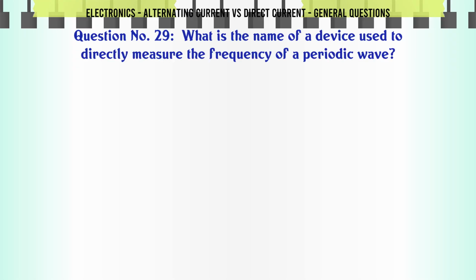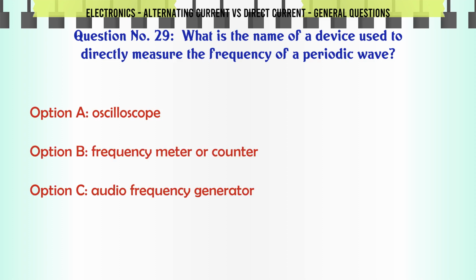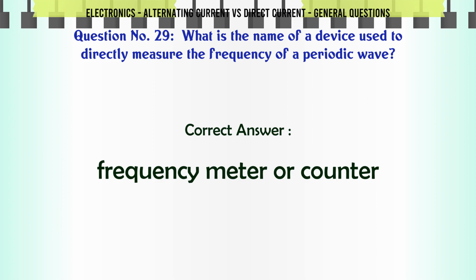What is the name of a device used to directly measure the frequency of a periodic wave? A. Oscilloscope. B. Frequency meter or counter. C. Audio frequency generator. D. Radio frequency generator. The correct answer is frequency meter or counter.